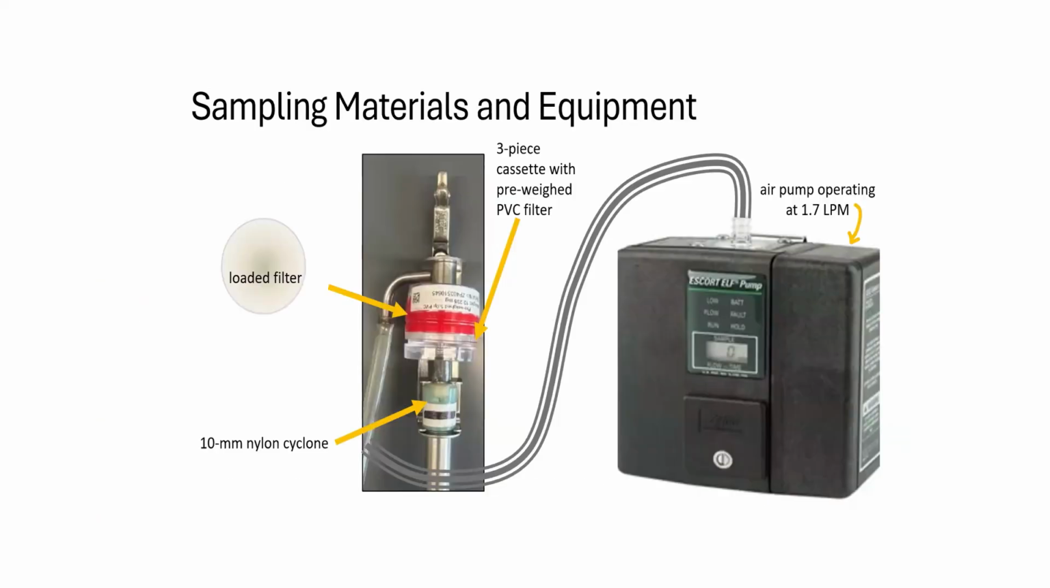Samples are collected with Escort ELF pumps operated at 1.7 liters per minute and 10 millimeter nylon cyclones. And we use Provate 37 millimeter polyvinyl chloride filters, 5 micrometer nominal pore size, in 3-piece styrene cassettes. And it is recommended to use preloaded Provate cassettes to ensure a proper seal and making it easier to find the sample weight if needed.